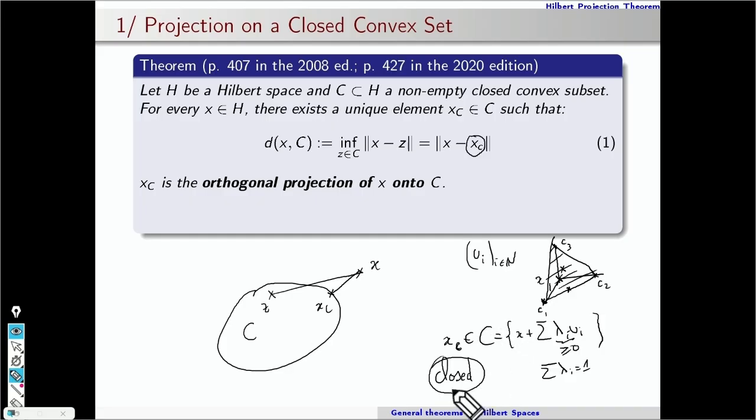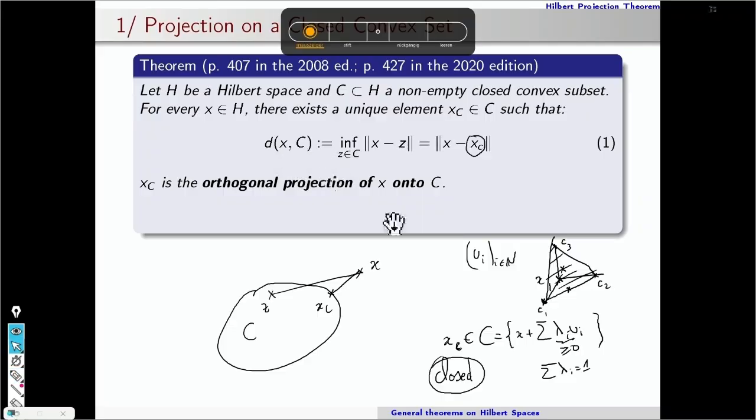So in section 4, we'll discuss in more detail closed subspaces of infinite dimension. So here we have characterized the orthogonal projection as the unique element in C that minimizes the distance.